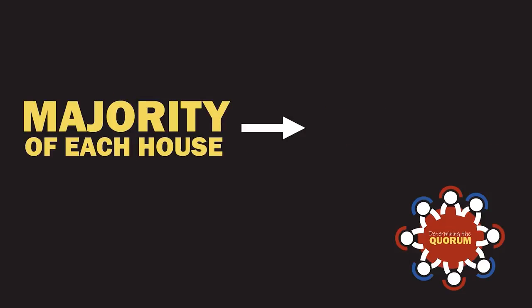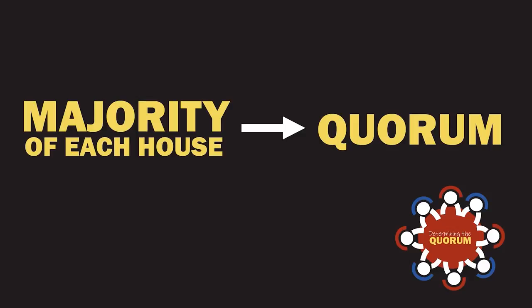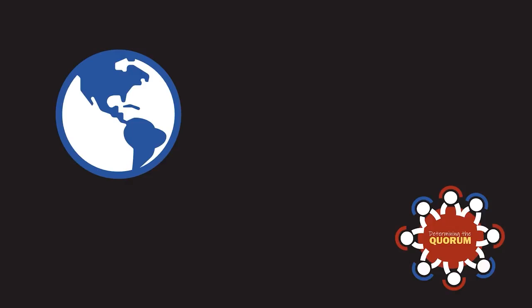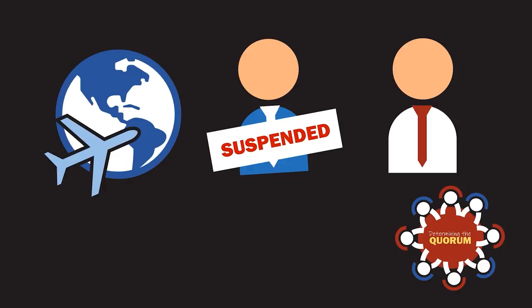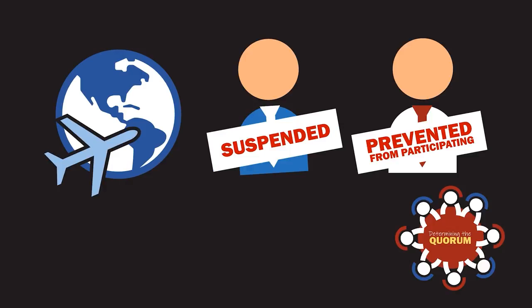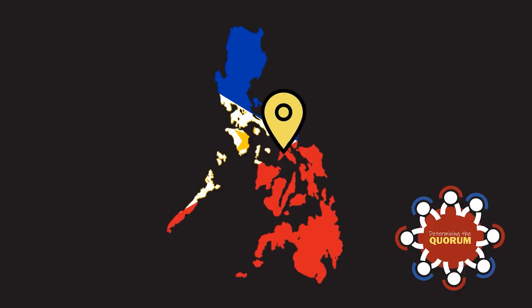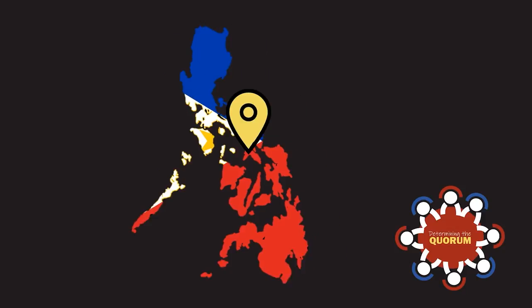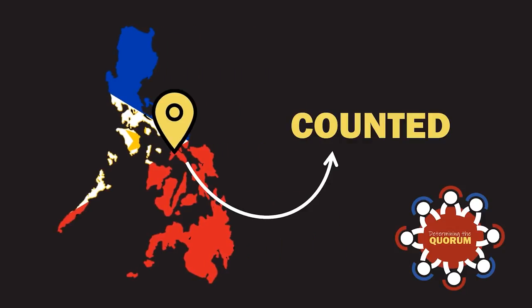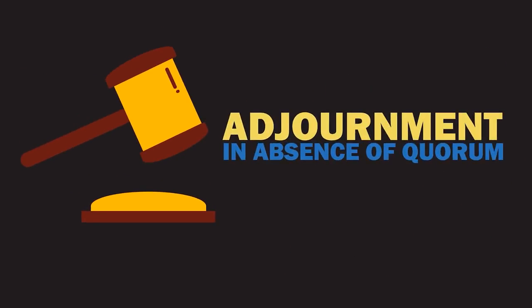Under our Constitution, a majority of each house shall compose a quorum to do business. It is also important to remember that members who are abroad, suspended, or otherwise prevented from participating are not counted. Only those who are in the Philippines and whom the Congress has coercive power to enforce its authority and command are counted. Moving on to the adjournment in absence of quorum.